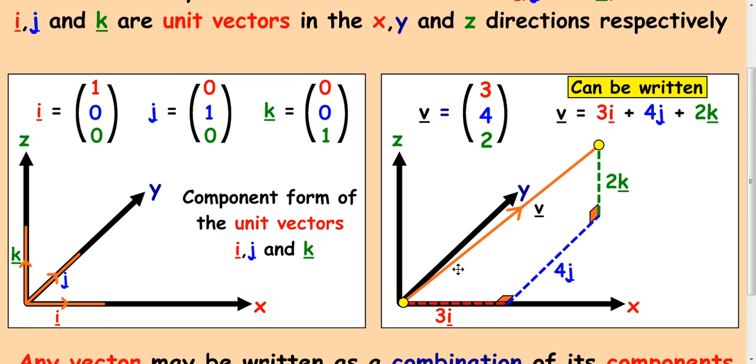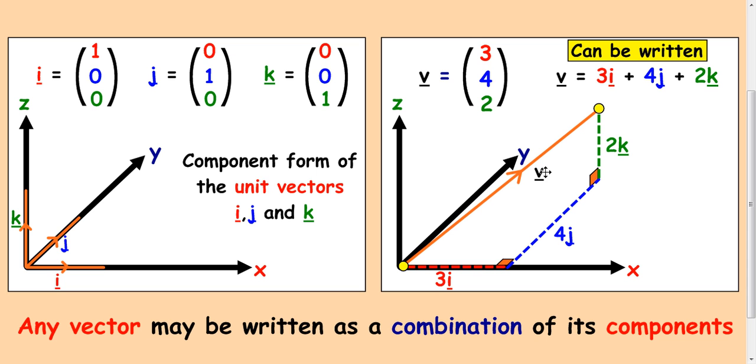So if we're trying to represent this vector v, we can do it in 2 ways. We can write it as 3, 4, 2 in column format, or we can think of it as 3 lots of i along x, 4 lots of j along y, and 2 lots of k. So there's 2 ways of writing this, and you will see both notations in the exam. You need to be confident using both of them. So this can be rewritten like this, and that can be rewritten like this.